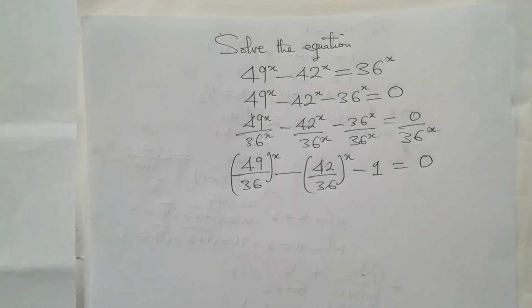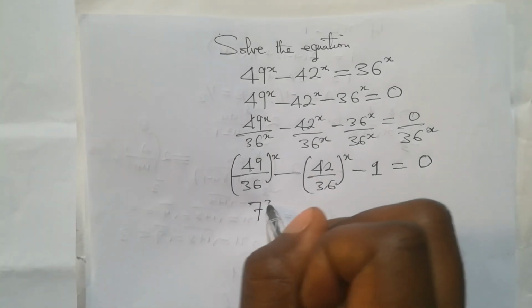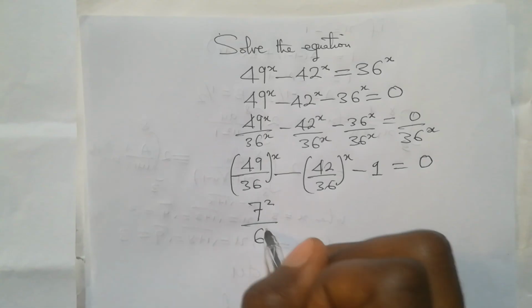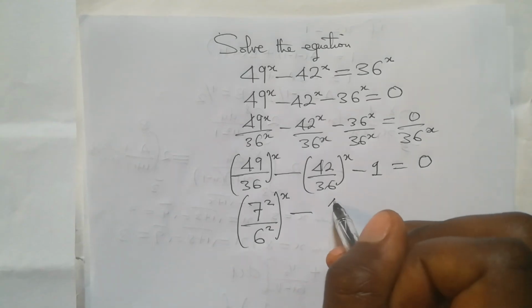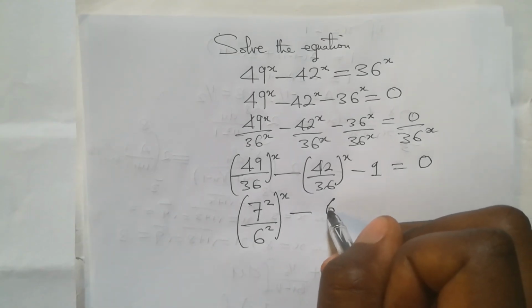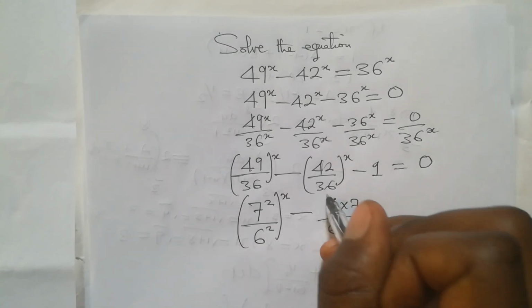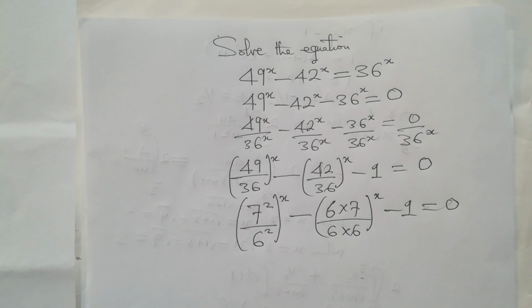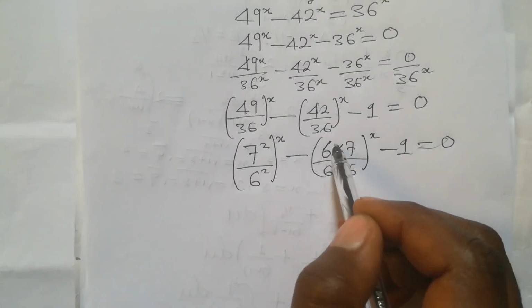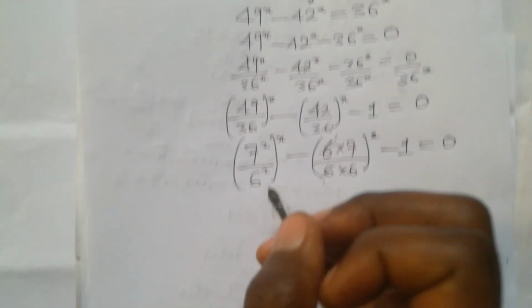You get it? So in that case, we can say 49 and 36 can be in the form of a perfect square. So this can be 7 to the power of 2, and this can be 6 to the power of 2, all to the power of x, minus this can be 6 times 7, while this can be 6 times 6, to the power of x, minus 1 is equal to 0. So as you can see, we can do away with 6 here, 1, 6 here, 1. You get it?